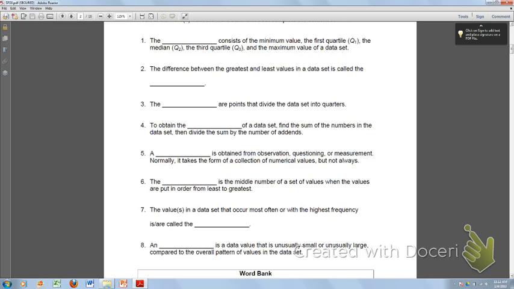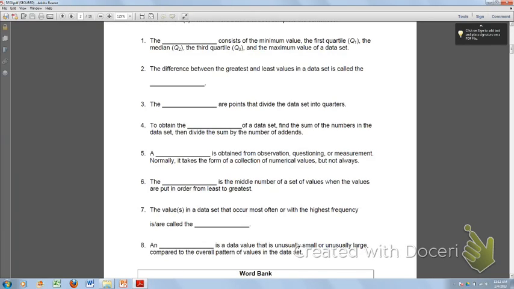Take a moment, please, to work in pairs to fill in the answers to these 8 vocabulary phrases using the word bank at the bottom of the page. Go ahead and pause the video now and then play it so you can see the answer.